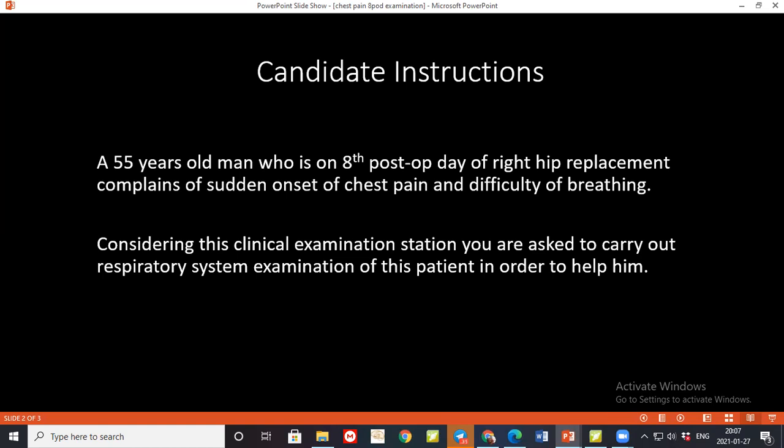Good. Just suppose you were scrubbed in the theater and you have been informed about the patient. What would your next step be? If I am scrubbed, then I'll immediately put a crash call so that other people can attend the patient as soon as possible. Very good. Within time. Excellent. Yes.